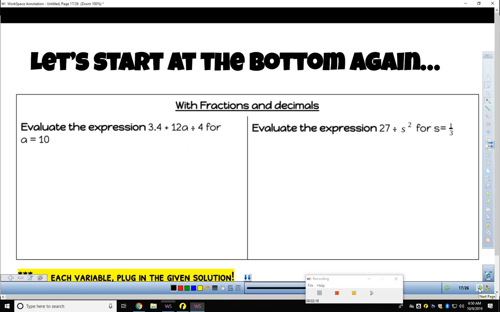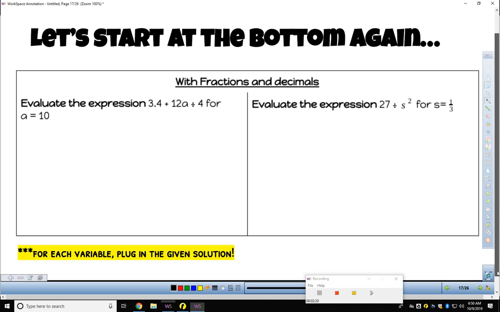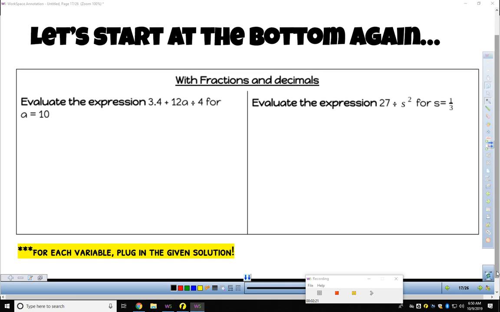It works the same with decimals and fractions. So if you want to pause the screen right now and try out what these are saying and then check your work, that's totally okay. If you want to keep going and work through them with me, that's also okay. But the idea here is that I have this expression, and I want to know what's going to happen if a happened to equal 10.